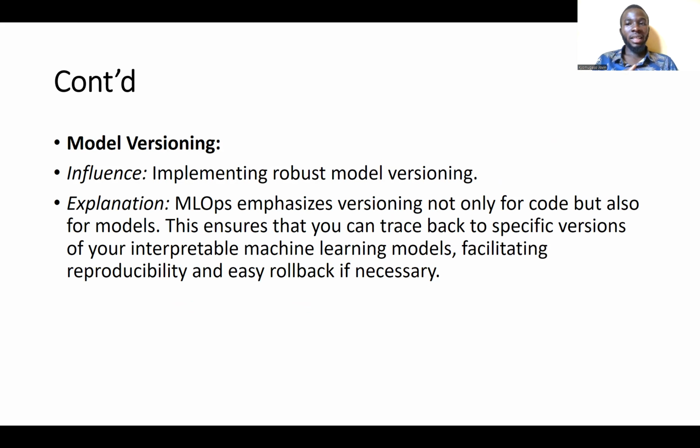That is what we call model versioning, introducing different versions or different applications of a certain model so that it can work in different versions, but carrying out the same activity. This ensures that you can trace back to specific versions of your interpretable machine learning models. So it's always specifically tracing back to different versions of that model.